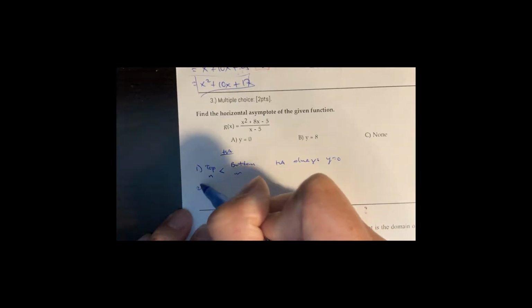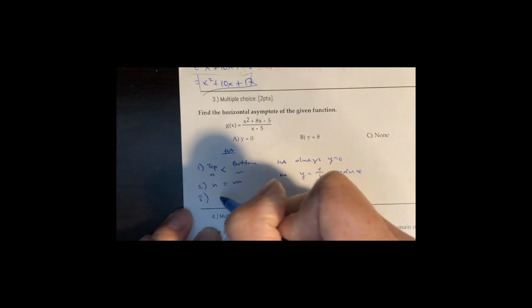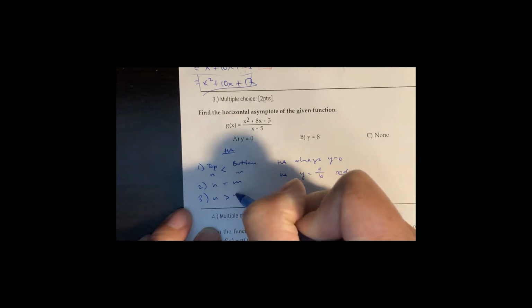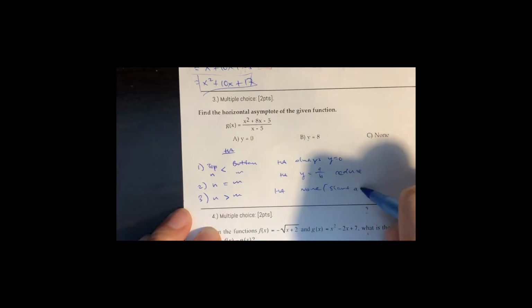And then if they are equal, the degree or the exponent, then your horizontal asymptote will be y equals a divided by b. Basically, we said reduce. And the third one is if the top degree is greater than the bottom, then your horizontal asymptote is none. And you might most likely have a slant, which I will not teach you in this class.